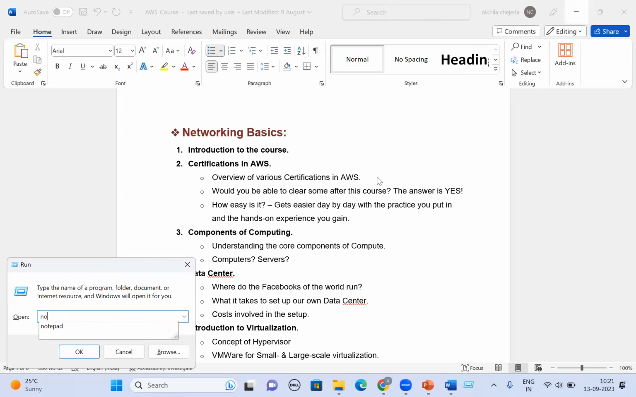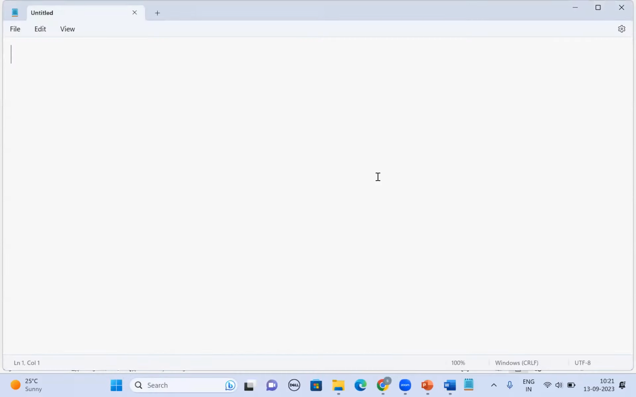Okay, let me open the notepad. Coming, as we are discussing the certification, AWS has... are you able to see my words? I'm typing, it is visible for you, or shall I increase the size of the font? All good, right? Yes, fine, thank you.